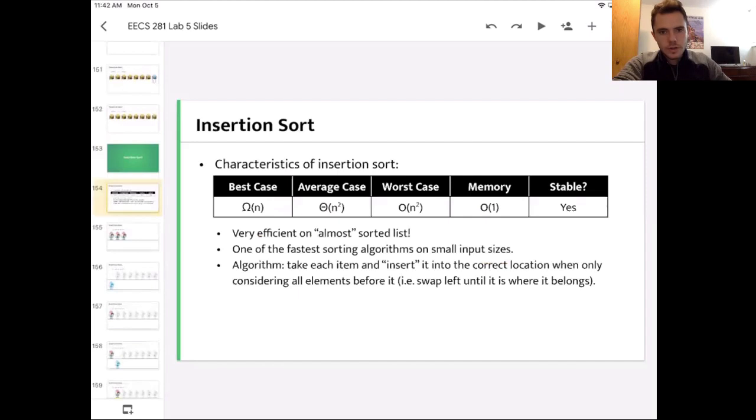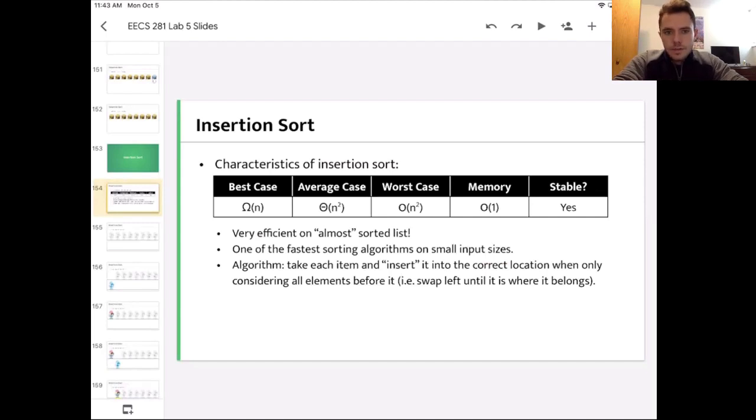Insertion sort is a pretty great one to use, particularly for lists that have been almost sorted. If you're using an elementary sort, typically insertion sort is the one that you want to use. It's stable, can be done in place, and for the most part is faster than the other elementary sorts, particularly if you have an array that is almost sorted or particularly small.